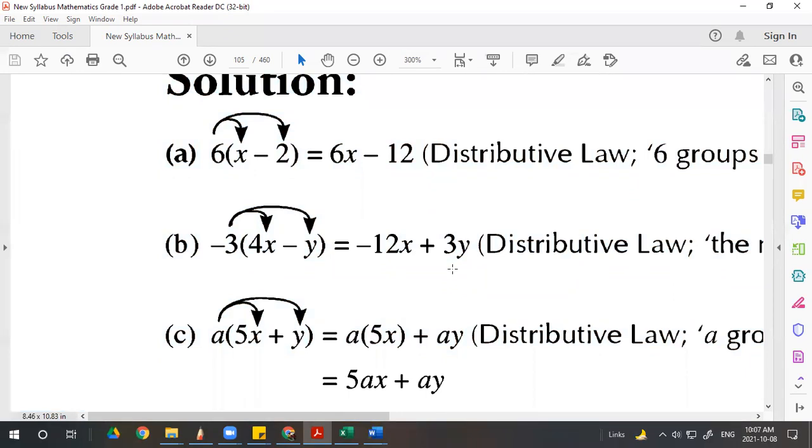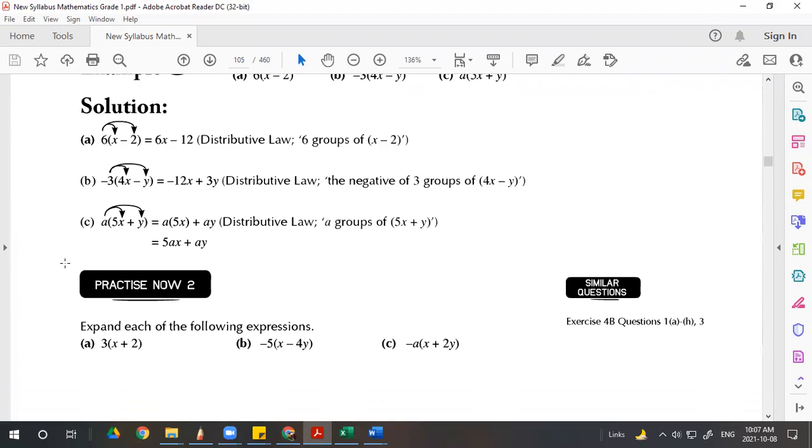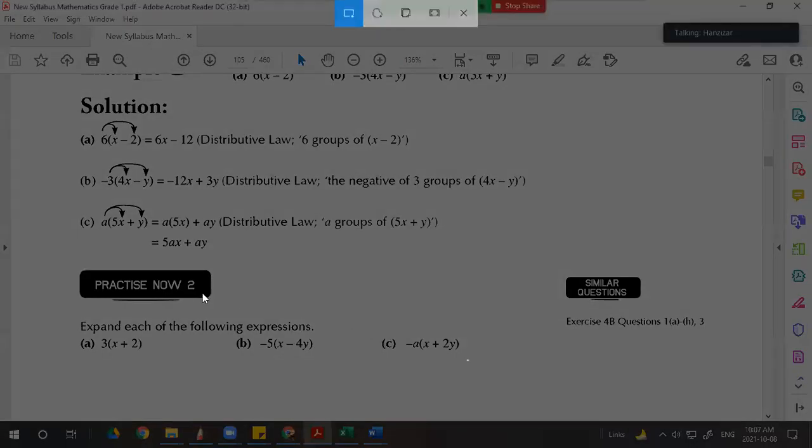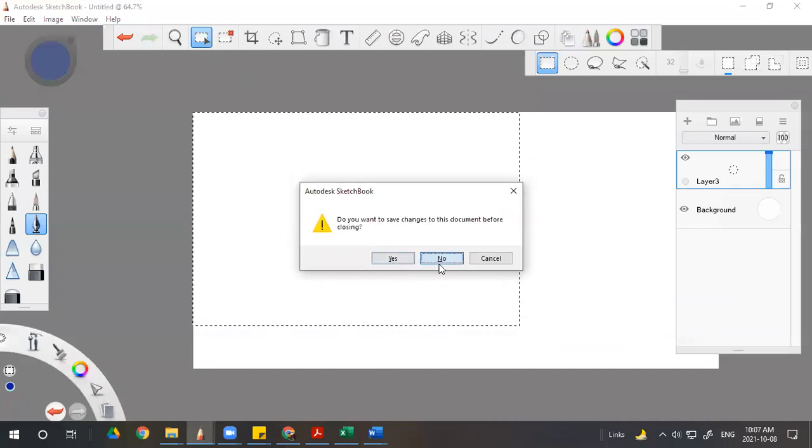Yang C yang agak ribet. A times 5x berarti 5ax atau 5xa, but better you put in an order, ya, alphabetically order. A times 5x. So 1a times 5x. 1 times 5 is 5. A times x is ax, and a times y is ay. Okay, this is the distributive law. Next, practice now 2. Let's try to do this. Okay, slow, steady, but keep going.